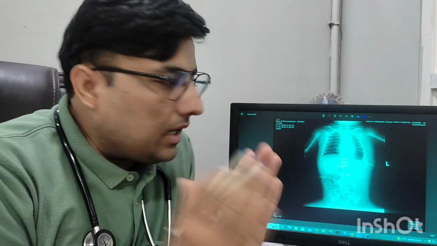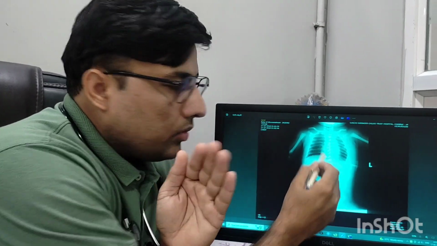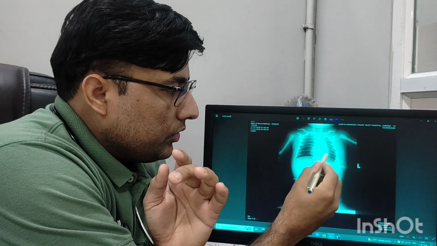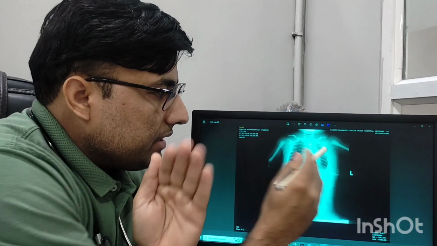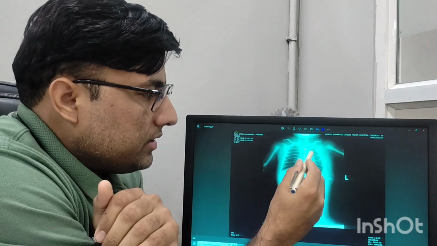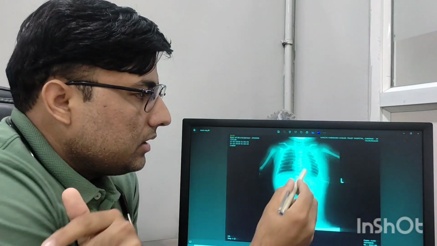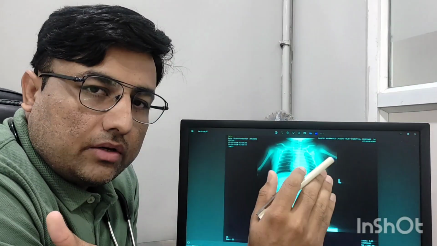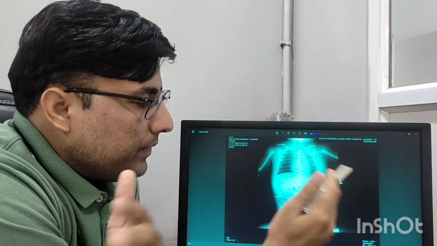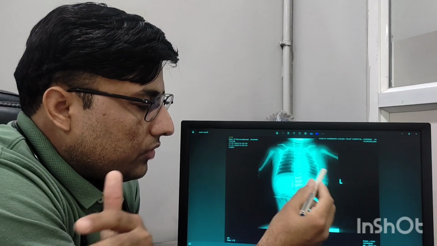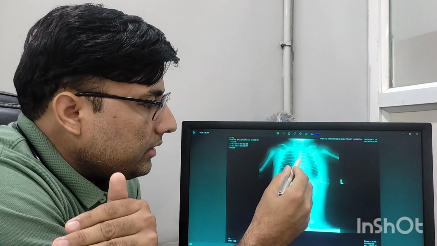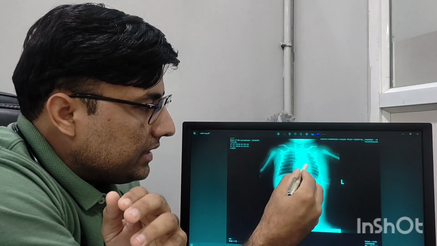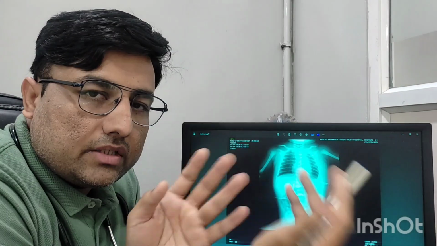Next we will comment on the heart and mediastinum. We are going more inside, step by step. In the heart, we will comment on the size of the heart and shape of the heart. So size, whether cardiomegaly is there or not. Shape, what shape is there? Sometimes like in TOF, a boot shaped heart will be there. In TGA, an egg on side appearance will be there.